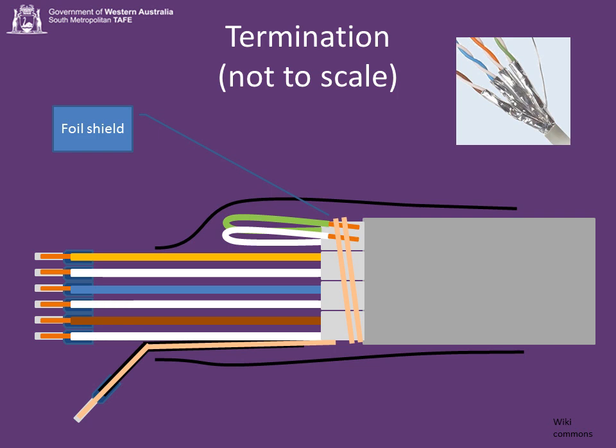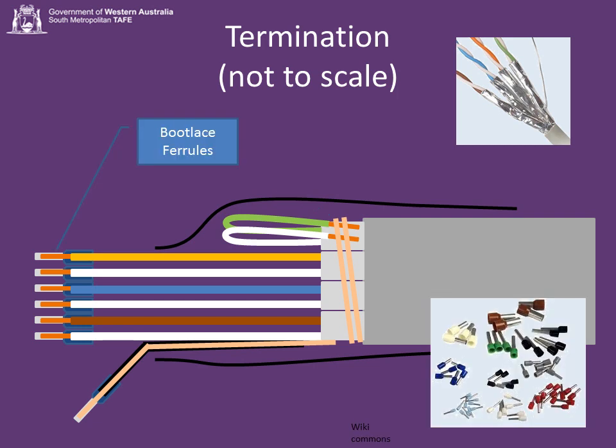How to terminate cables. Okay, you've got your shields and you've got a core coming off of that. What you should do is cut all the shields back, cover the whole end in a nice bit of heat shrink, and then terminate each core with a bootlace ferrule.